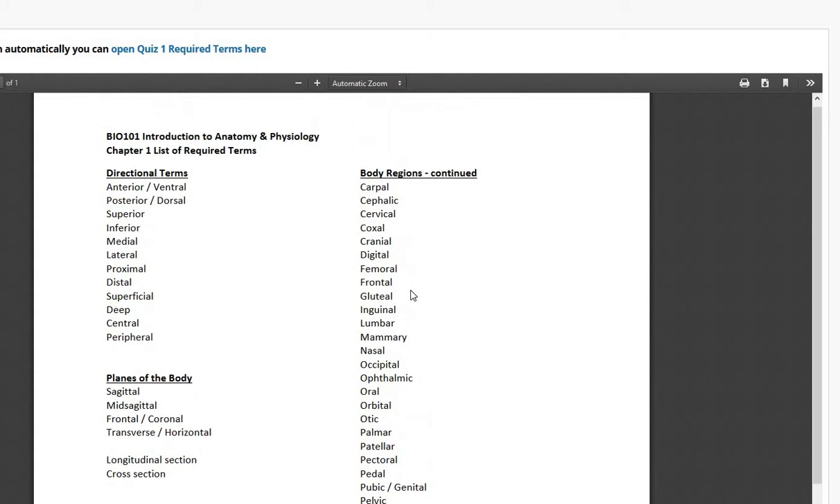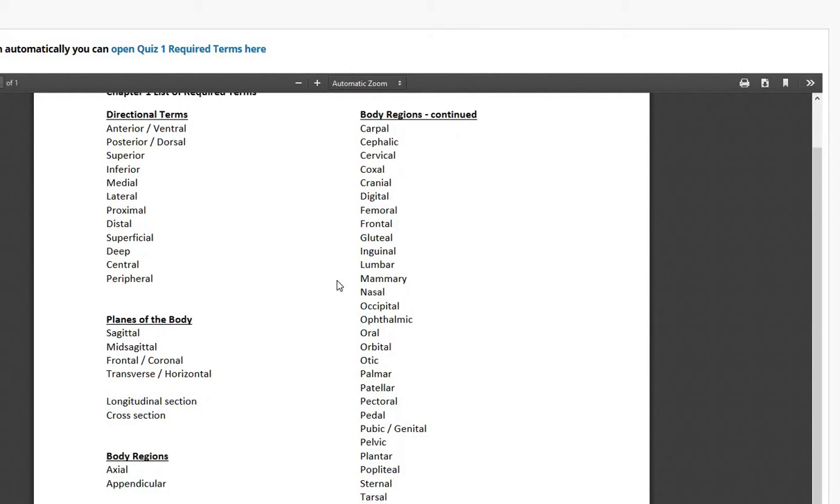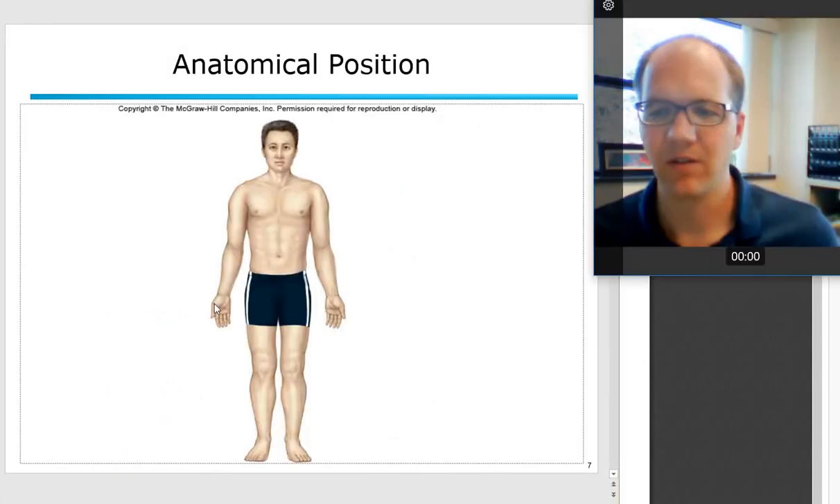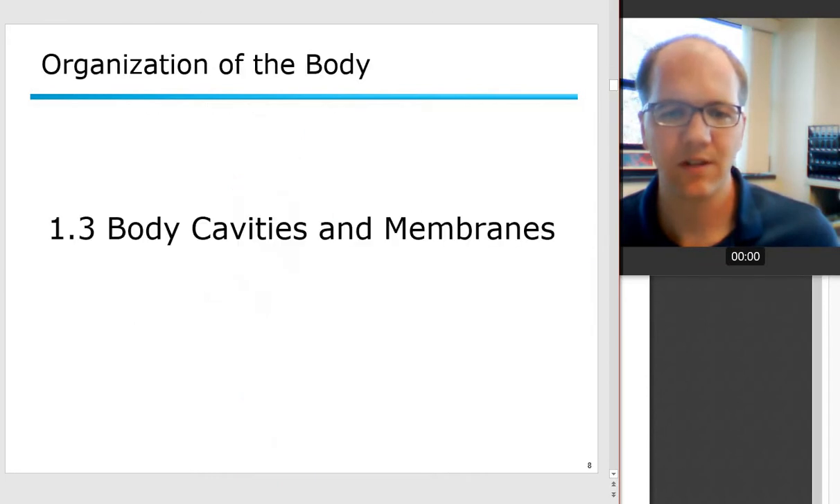I'm going to point these out, not right now. I'm going to make a separate video just of these anatomical terms and be able to point them out for you so that you can learn them. But for now, we're going to finish up talking about some of these things here. So that's anatomical position. You can see it there.